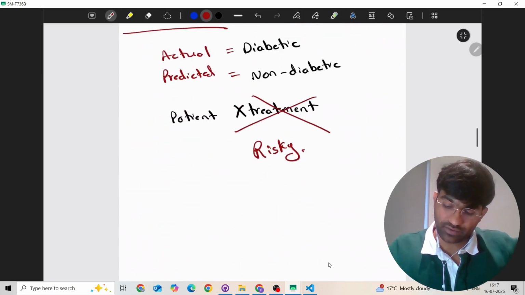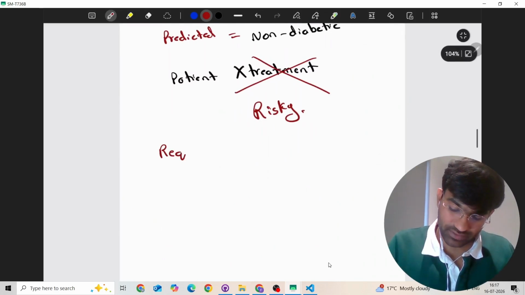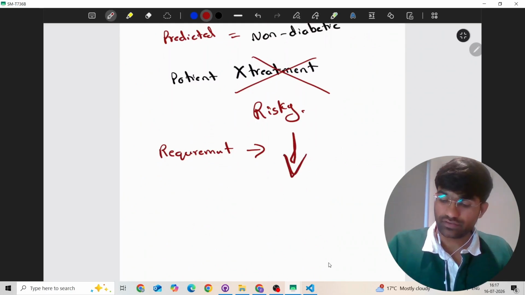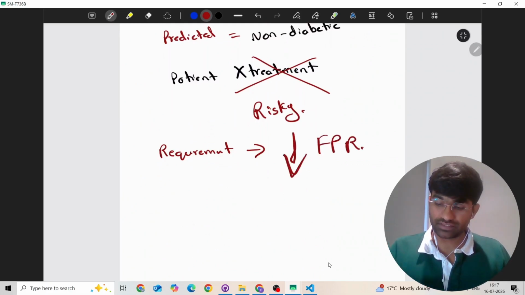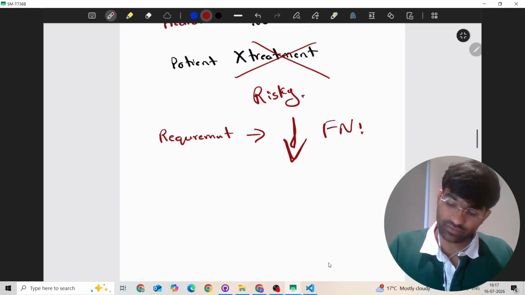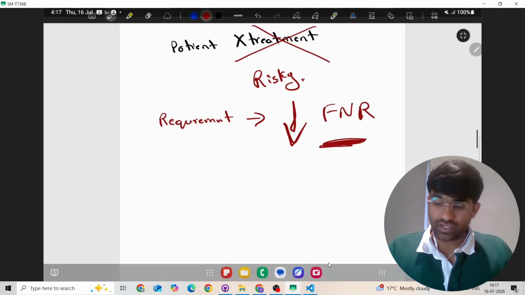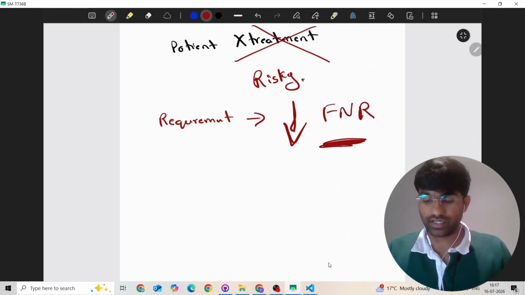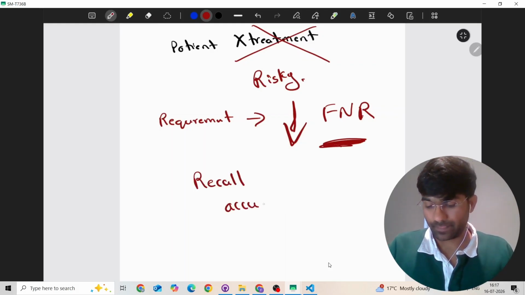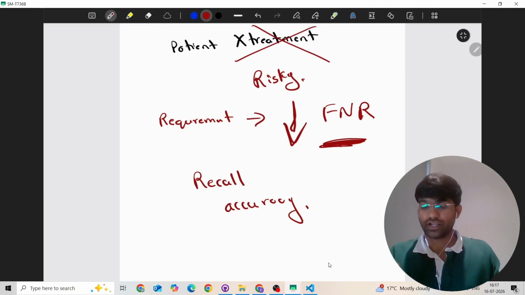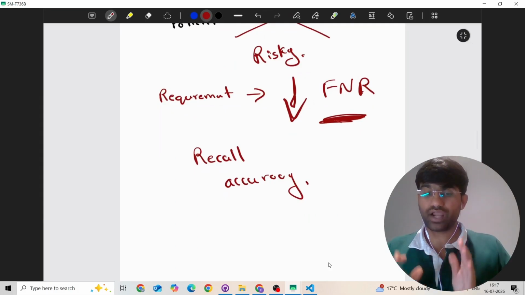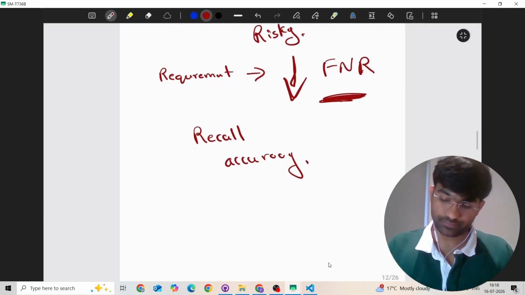So the project requirement is either to reduce the false positive rate, or, in cases where it matters, to reduce the false negative rate. Where we want to reduce the false negative rate, we should use recall to check the accuracy of the model. We should use recall, not precision. Based on the scenario, we should decide whether to go for precision or recall.